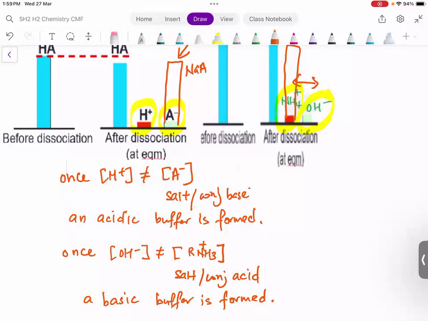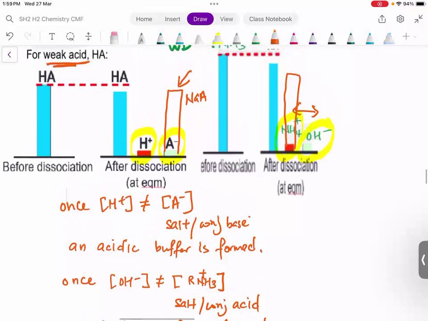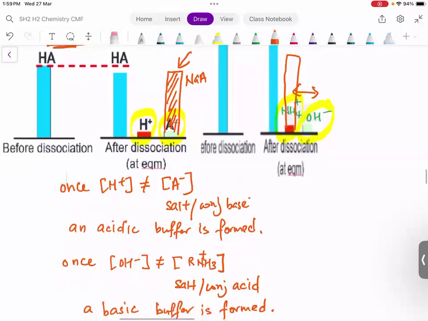So when I add a salt to a weak acid, do you agree with me that the A minus will increase? So when the A minus increases because of the additional source coming from your soluble salt, then this mixture is no longer a weak acid. It has become an acidic buffer. So this is what I'm trying to tell you. When you cause an imbalance of H plus and A minus, you form a buffer.